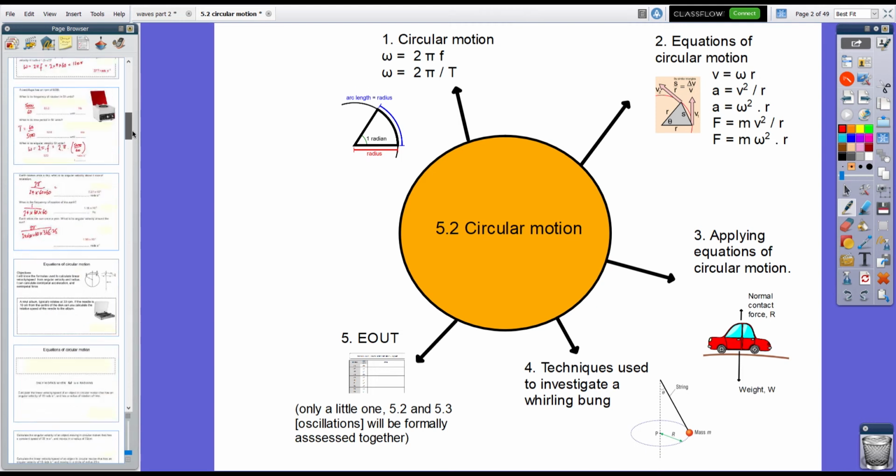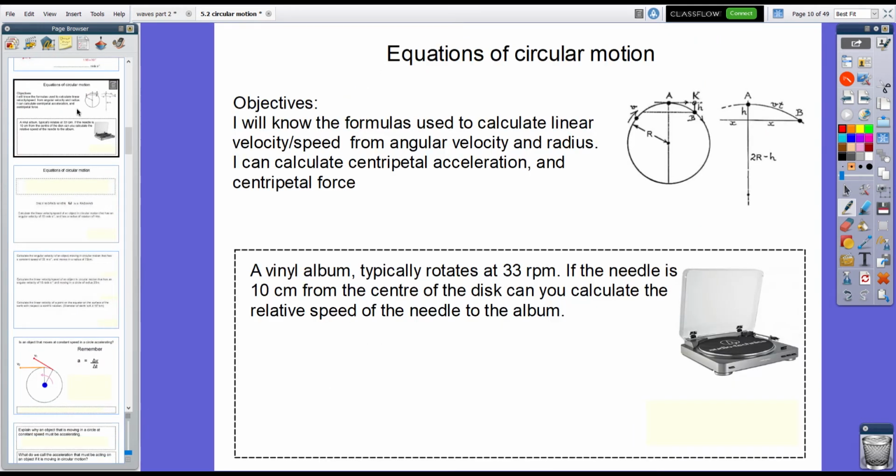So we'll go back to where we are. This is a first little task. Just see, without using any formula, just by thinking about it, a vinyl album rotates at 33 RPM, so that's revs per minute. You should be able to calculate the angular velocity from that in radians per second with a little calculation.